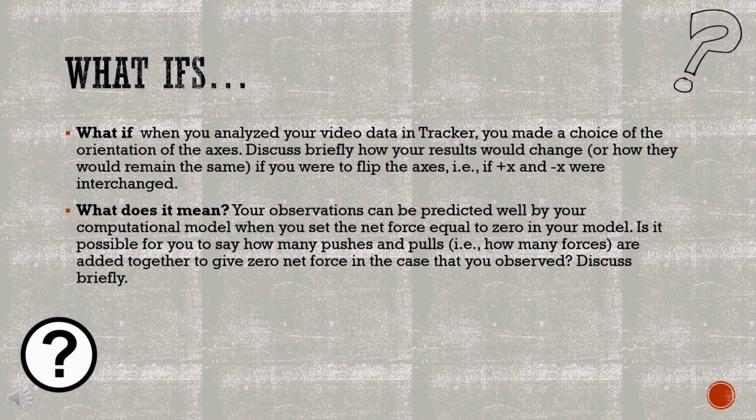Is it possible for you to say how many pushes and pulls are added together to give 0 net force in the case that you observed? So what does this mean? Well, the total net force in this experiment is 0. That means all forces are balanced in this experiment, so it's very difficult to say what kind of forces are still acting on the ball.